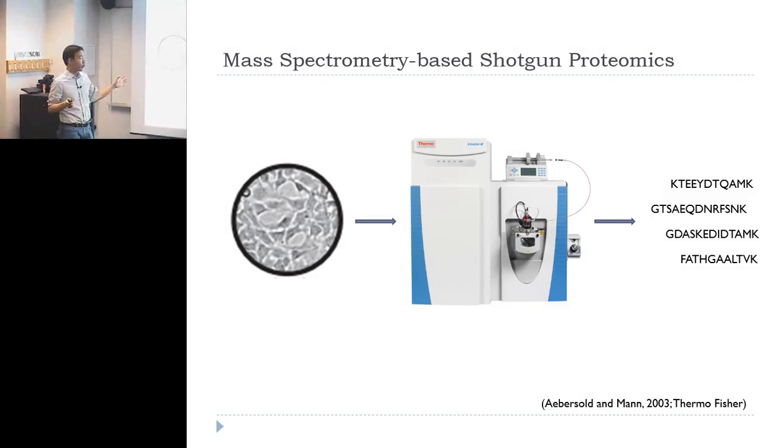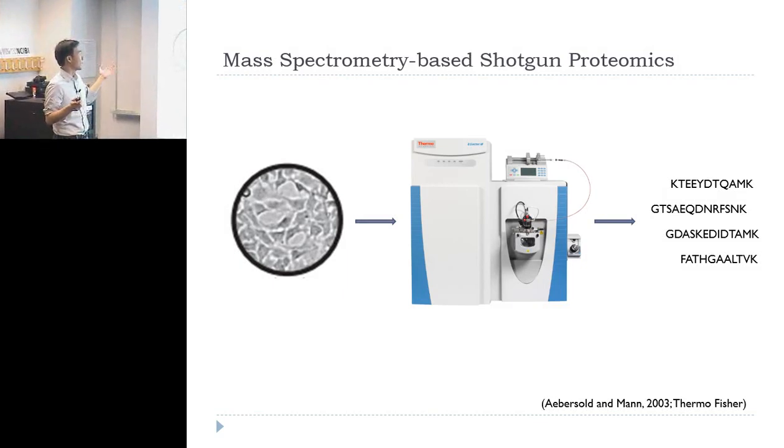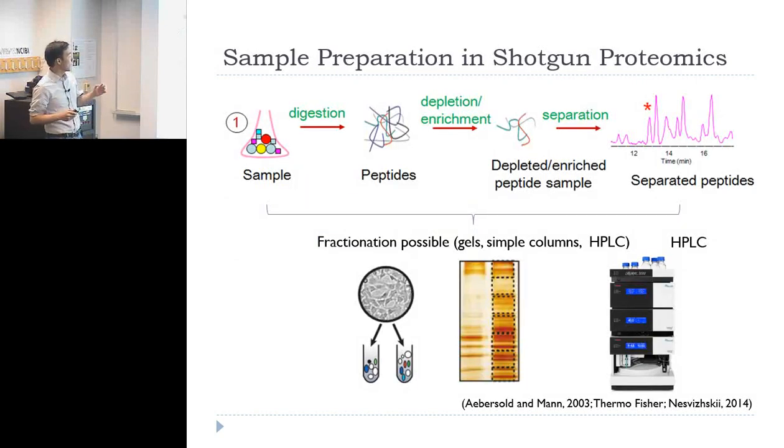In shotgun proteomics, at least, well, I guess there is only mass spec-based shotgun proteomics. We start off with some biological sample of proteins, and we want to analyze it using a mass spec and get sets of peptides from which we can identify proteins. The basic workflow: we start from the sample, we digest into peptides, often using trypsin, and then we can deplete or enrich for certain things. If we're interested in phosphorylation, we can do phospho enrichment, and then we separate out the sample using HPLC, and then we feed it into the mass spec.